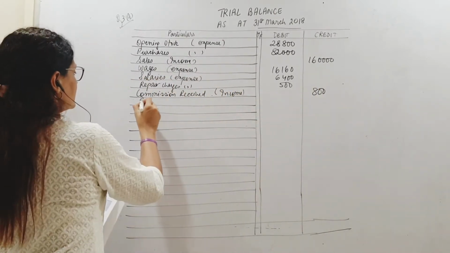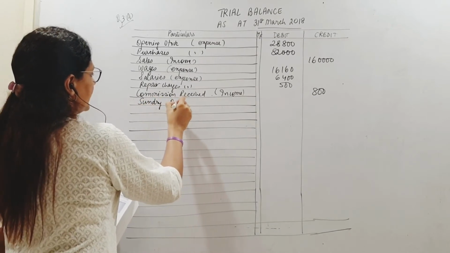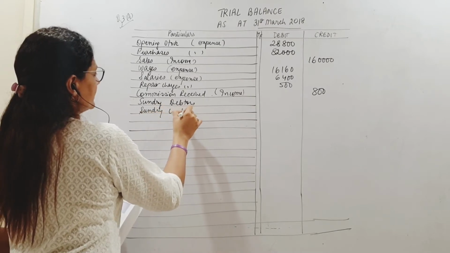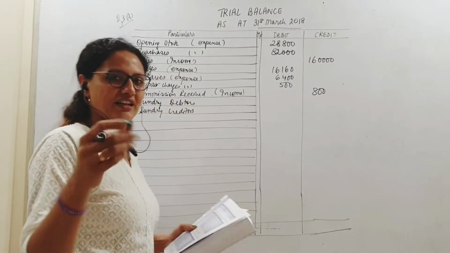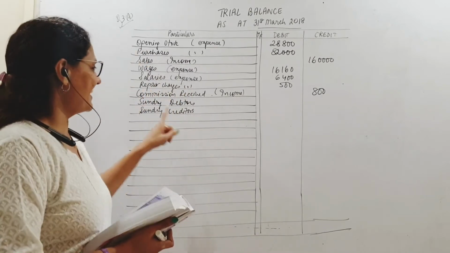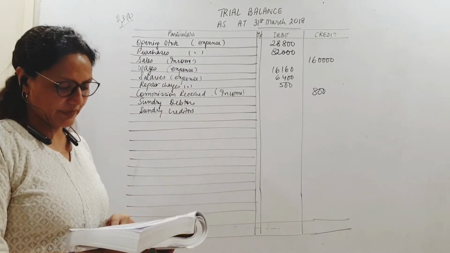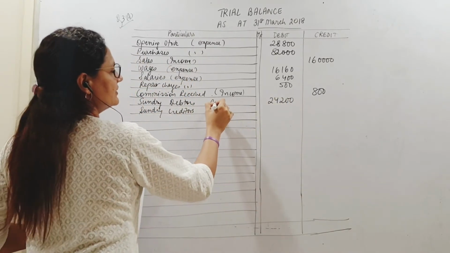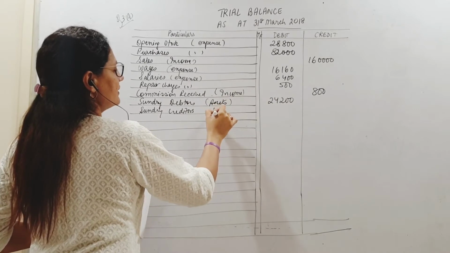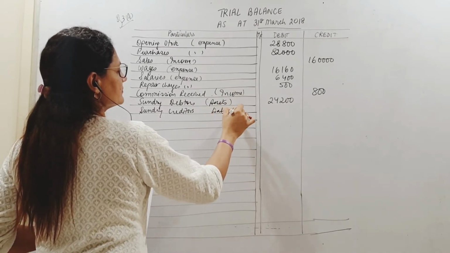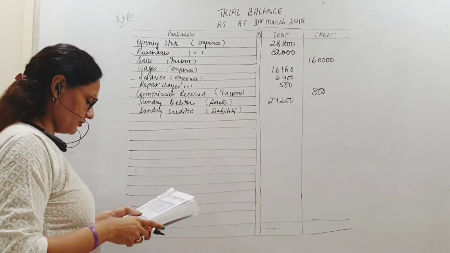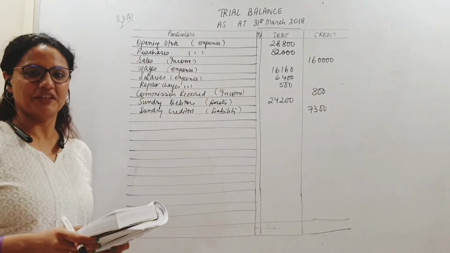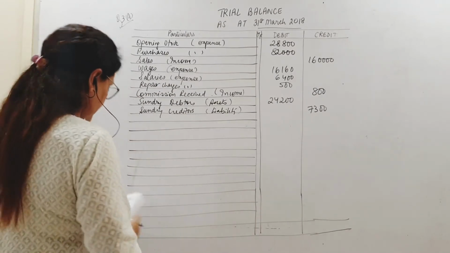Then we have sundry debtors and sundry creditors. Who are debtors, who are creditors? Forever confusing, no? Debtors are always your asset because they will pay you. So assets will be in the debit column. And creditor is a liability, we need to pay them, so on the credit side, 7,300. Don't get confused here. Capital and drawings.